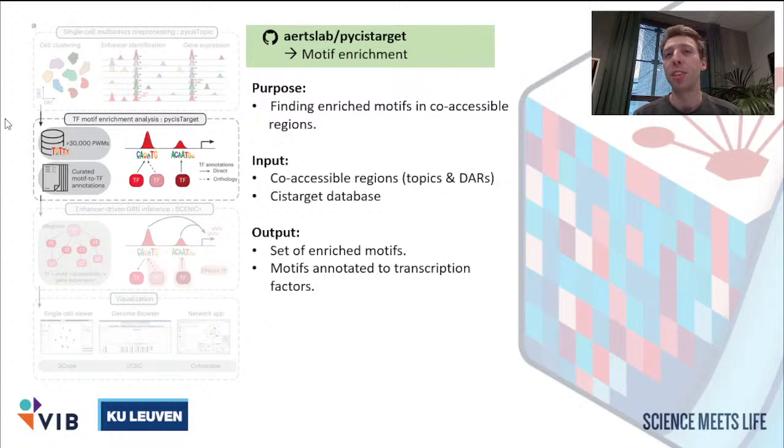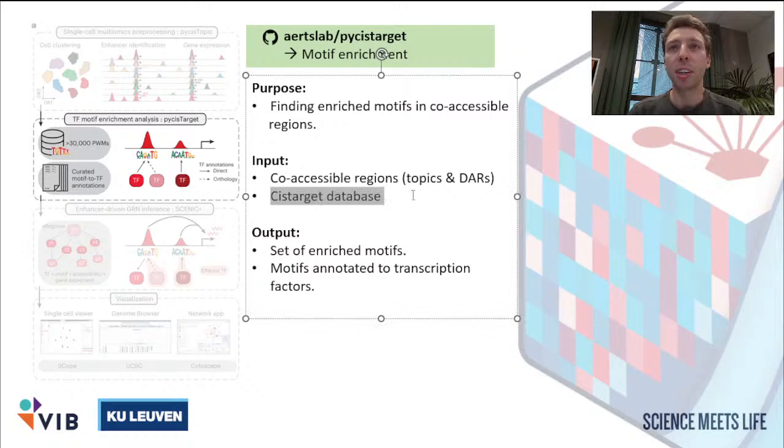So the purpose of this step is to find enriched motifs in co-accessible regions. The input to pycisTarget is a set of co-accessible regions. So these can be topics or DARs. And also very importantly, a cisTarget database. And the output is a set of enriched motifs. And also importantly, these motifs are annotated to transcription factors.